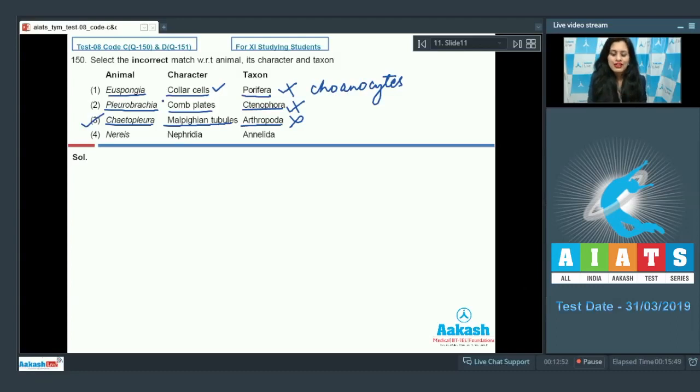The last option given is Nereis. Character given is Nephridia, and the taxon given is Annelida. And as it is a correct match, this cannot be a correct answer to our question, because Nereis belongs to the phylum Annelida, and Nephridia are the excretory structures present in annelids such as Nereis. So the correct answer to this question is option number 3. Let's proceed to the next question.